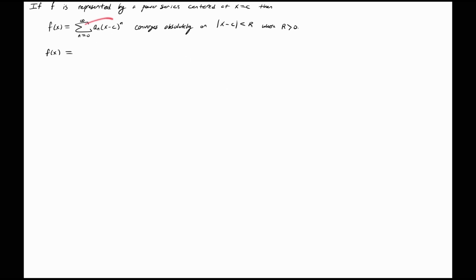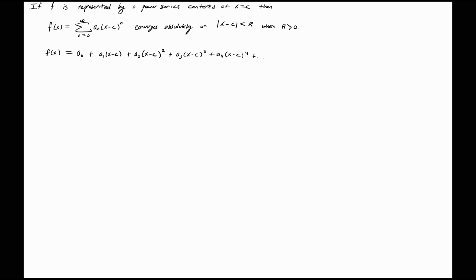If I write this series out in an expanded form, we would have a0, this term to the 0 being 1, plus a1 times (x minus c), plus a2 times (x minus c) squared, plus a3 times (x minus c) cubed, plus a4 times (x minus c) to the fourth, and that's certainly enough to give us the idea of what's going on.